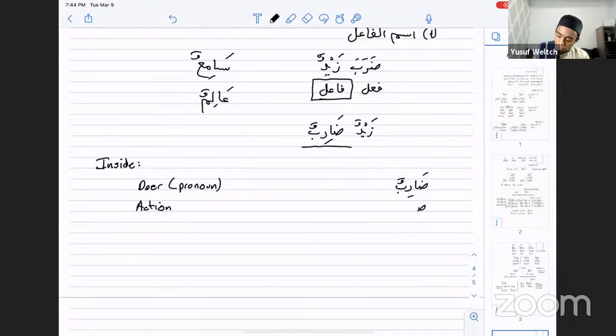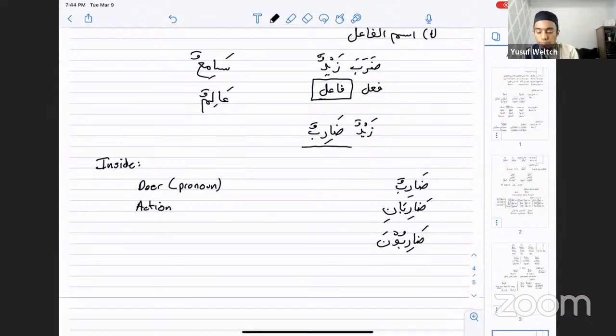So daribun, if it's dual, daribani. And if it's plural, daribuna. So for instance, what does the word kafir mean? Disbeliever. Good. So it's the same thing as daribun, kafirun. How do you say disbelievers, plural? Kafirun or kafirin. Yes, kafirun or kafirin. So that's how it breaks down.